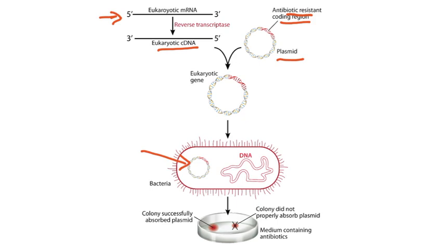Finally, this is cultured on a medium containing antibiotics. Notice that one of the colonies is X'd out right here, and this one is not. This is because not all of the bacteria will successfully absorb the plasmid. Those that were unsuccessful will not contain the antibiotic-resistant gene and will die. In this way, we can select for only the bacteria that successfully absorb the plasmid.